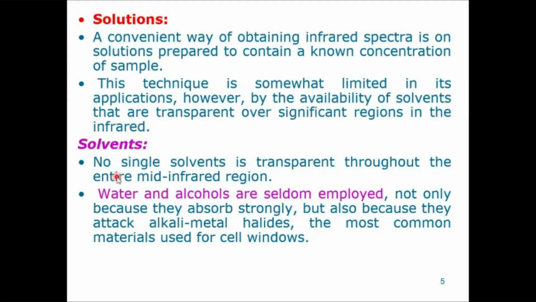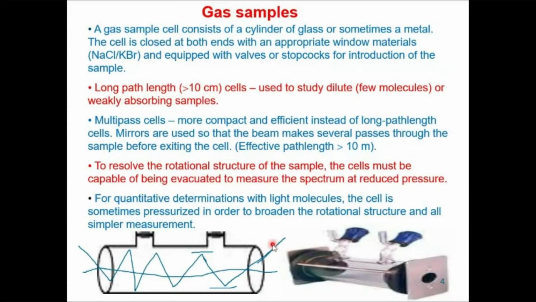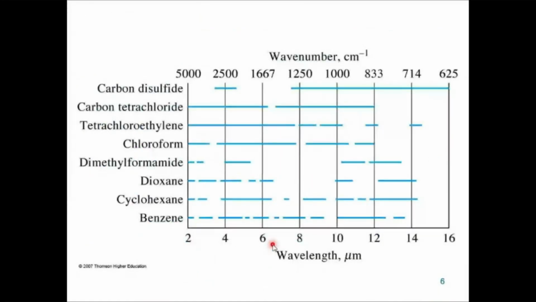Obviously, the solvent should be transparent. No single solvent is transparent throughout the entire mid-infrared region. Water and alcohols are seldom employed, they cannot be employed. The main reason is that KBr or KCl dissolve in water and alcohol. Not only do they absorb strongly, but they also attack alkali metal halides, the most common materials used for cell windows. These are different solvents, and the blue line against the name of each solvent indicates the range in which it absorbs the IR light.